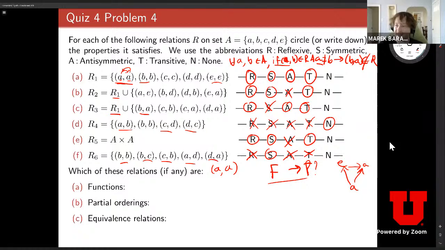Is R1 a function? Yep. Is R2 a function? Nope. R3? Nope. R4? No. It's not a function because it doesn't have E. I didn't put that in there. So it's not a function. Is this one a function? No. We have A, B, and AA in there. And is this one a function?